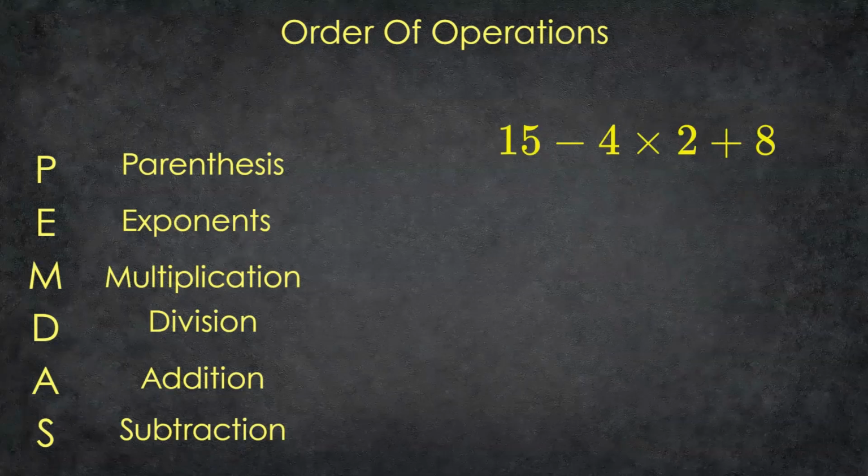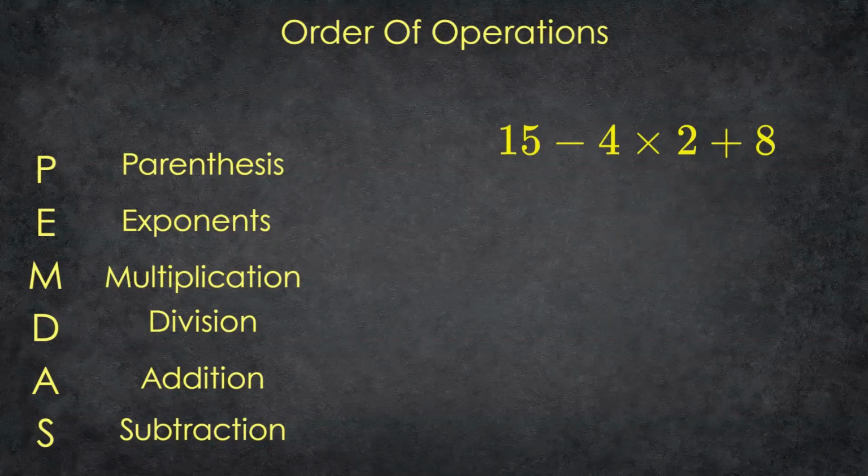Here we've got 15 minus 4 times 2 plus 8. So I want to look at my equation and first ask myself, do I see anything within the parentheses? And in this question, there are no parentheses. So then we look for exponents. Do we see anything in exponents? Nope, no exponents.